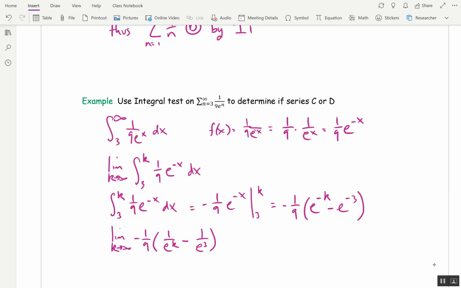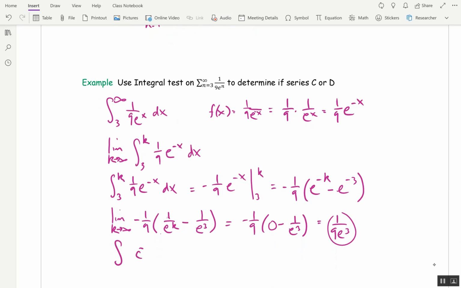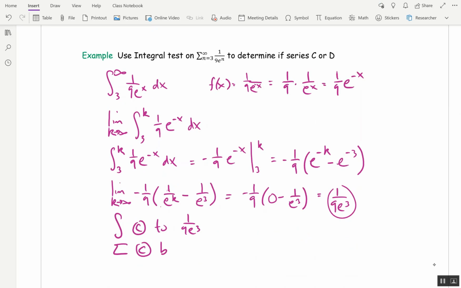Now as k goes to infinity, 1/e to the k goes to 0 because 1/infinity is 0. So this is going to be negative 1/9 times 0 minus 1/e to the 3, which is positive 1/9e to the 3. So the integral converges to 1/9e to the 3. So the series converges also by the integral test. Not necessarily to the same number, okay? You can't say it converges to 1/9e to the 3, but you can say it converges because the integral converged.